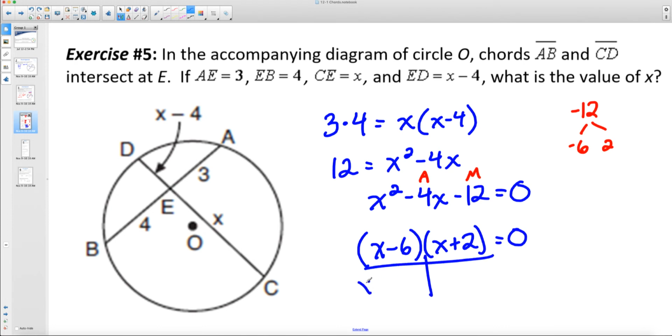Tee this off. x minus 6 equals 0, so x could be 6, or x could be negative 2. We have to ask ourselves, do both of these work? Do either of them work? Our only answer here is 6. We have to substitute back in. If I substitute 6 in, I get 2 and I get 6. That works. If I substitute negative 2 in, I'm going to get negative 6 and negative 2. That doesn't make sense because lengths need to be positive. So our answer would just be 6.